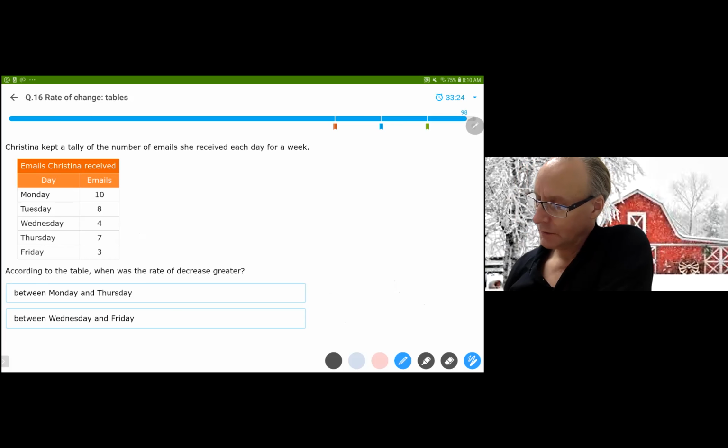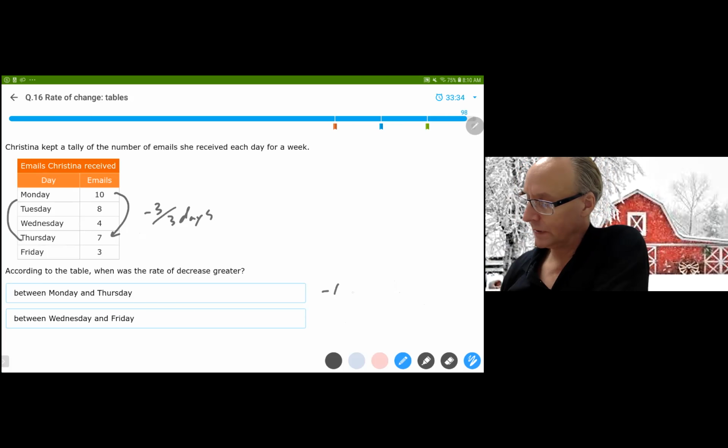Let's see. Monday to Thursday, we went down 3 emails over a period of 3 days. So this was a -1 per day, email per day. Wednesday to Friday was 2 days, and we went down 1 over a period of 2 days. And that's down 1/2 per day. So that means that this one was the greater rate of decrease from Monday to Thursday.